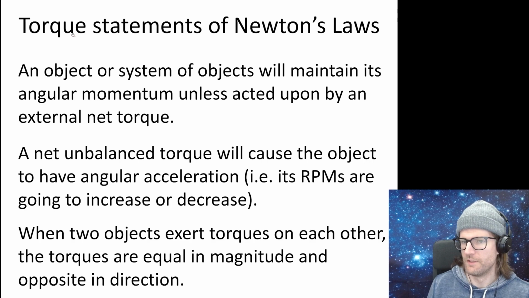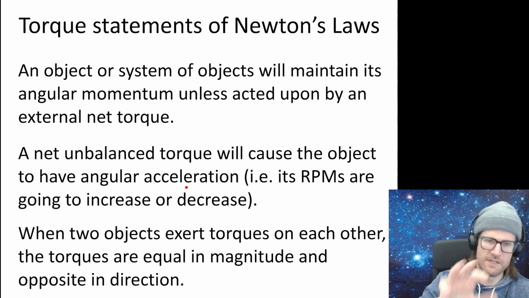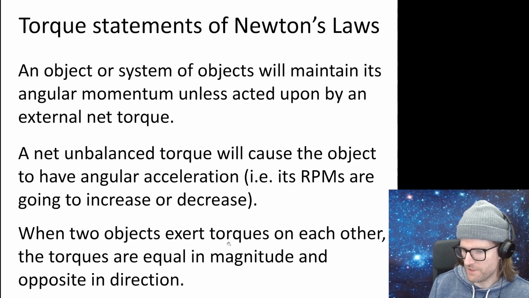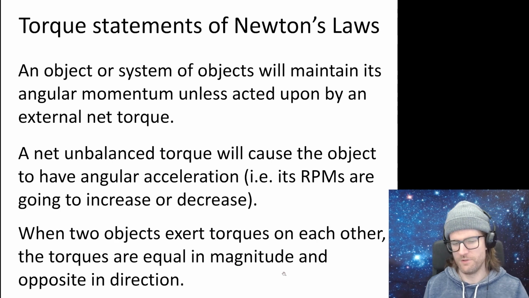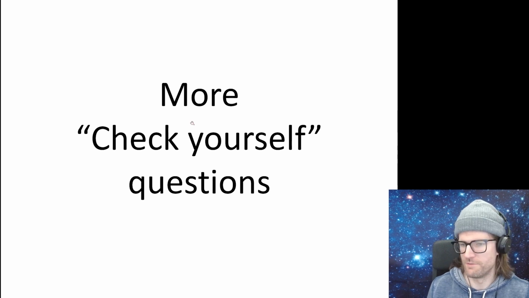Okay, let's continue. Torque statements of Newton's laws. An object or system of objects will maintain its angular momentum unless acted on by an external net torque. Okay, that's very similar to an object or system of objects will maintain its momentum unless acted on by an external force. Okay, a net unbalanced torque will cause the object to have angular acceleration. Yep, so torques cause angular accelerations, and forces cause linear accelerations. When two objects exert torques on each other, the torques are equal in magnitude and opposite direction. That's Newton's third law. Okay, let's do some questions, more questions.